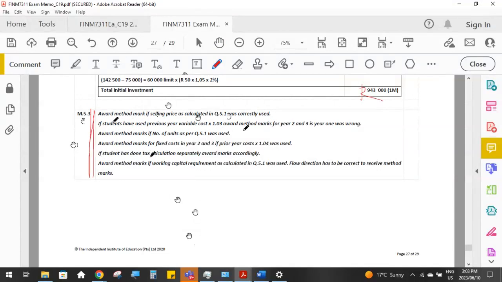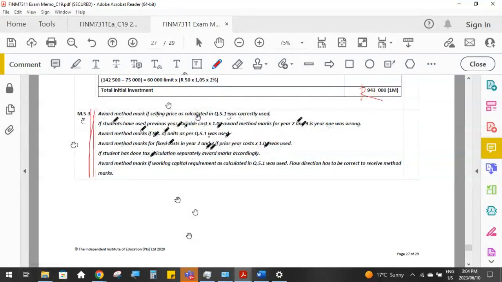If you didn't apply that 3% variable cost increase correctly, again, you're going to lose method marks. Again, number of units, you've got to get that correct. Fixed costs, again, you've got to get the timing of those fixed costs correct. In other words, in year 1, you're going to use what they gave you, and only from year 2, you're going to increase it by 4%.